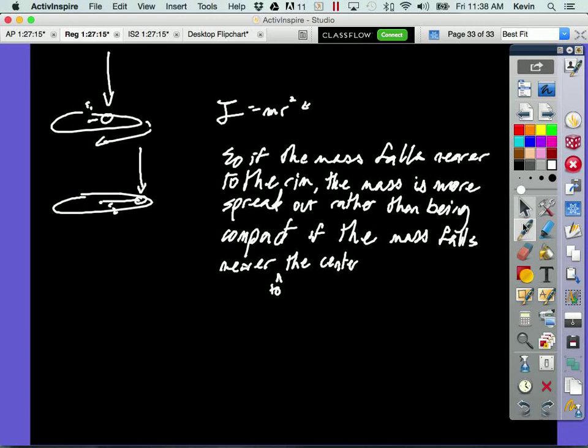If the mass falls nearer to the center, basically, if the mass falls here, then because the mass is more compact, the velocity is faster than when the mass is more toward the rim, where it's more spread out, so the velocity falls. Why? Because there's an equation. What equation? It has something to do with inertia, the mass, the radius.